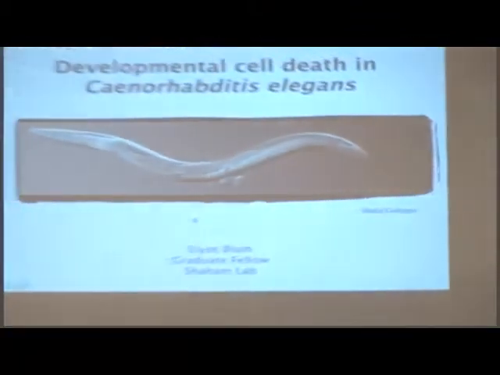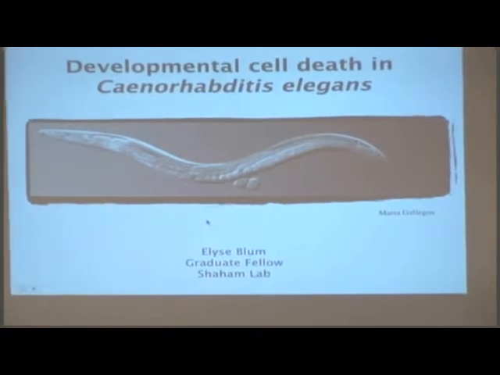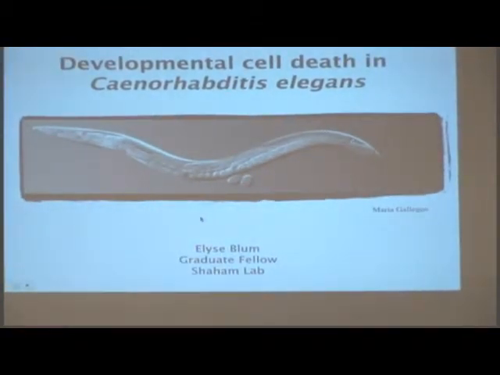Lab here at Rockefeller, and today what I'm going to tell you about is developmental cell death and C. elegans. So the two main things that I want you to come away with knowing after my talk is what C. elegans is, why we use it in the lab, and why cell death is important during development, and how C. elegans can be useful in studying cell death.